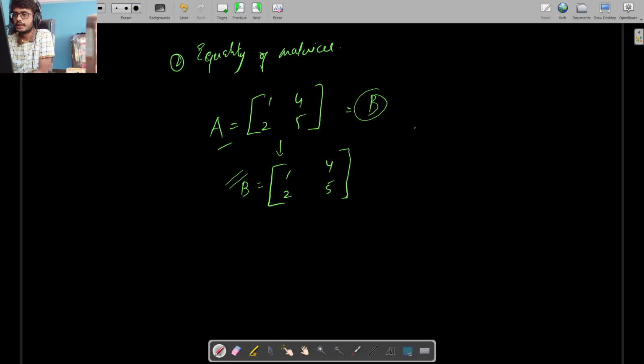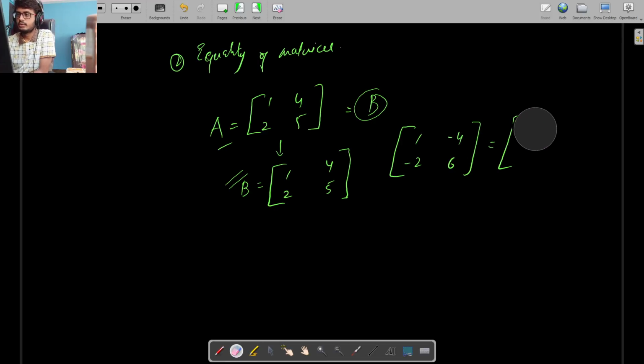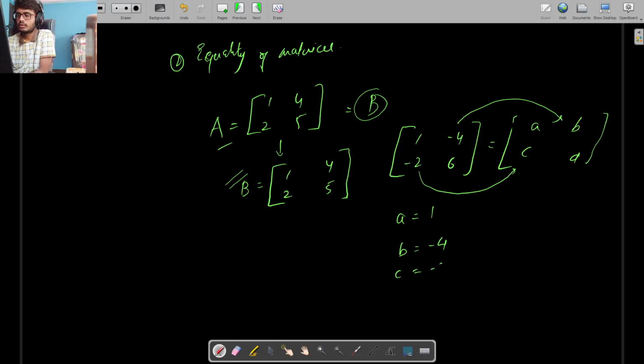So if I have something like 1, minus 2, minus 4, 6, and it is equal to A, B, C and D. So what will be A? What is A? 1. Yes, A is 1, B is minus 4. So minus 4 will be equal to B, minus 2 will be equal to C, C will be equal to minus 2, and D will be equal to 6. So this is the equality of a matrix.